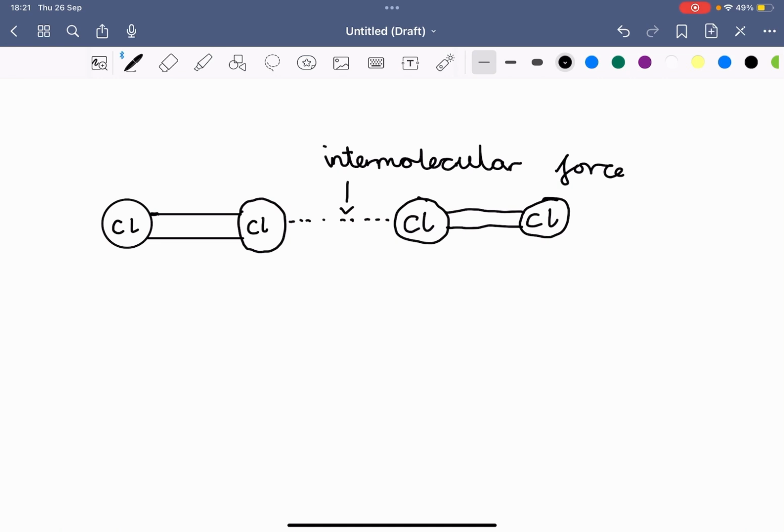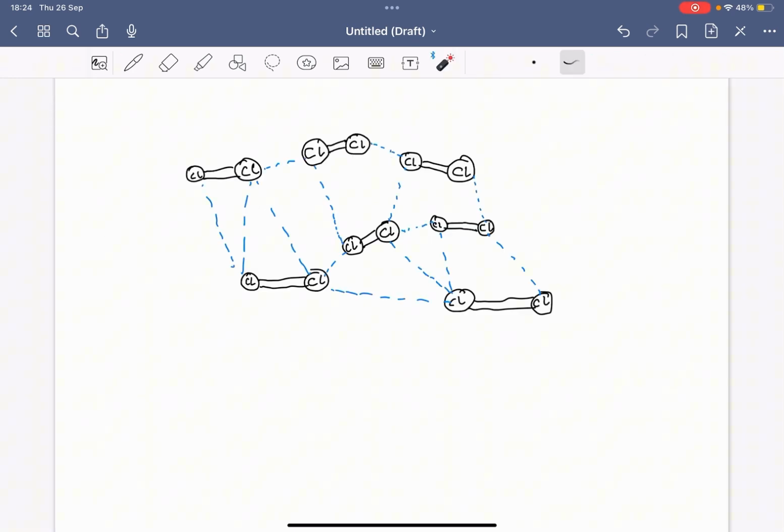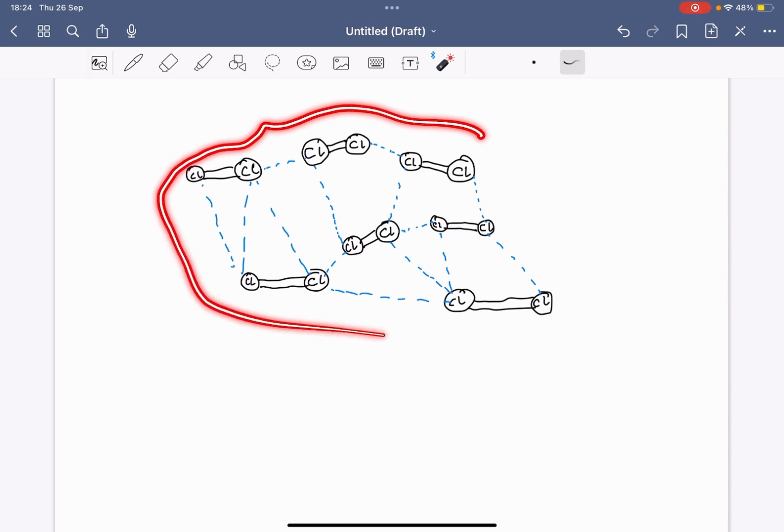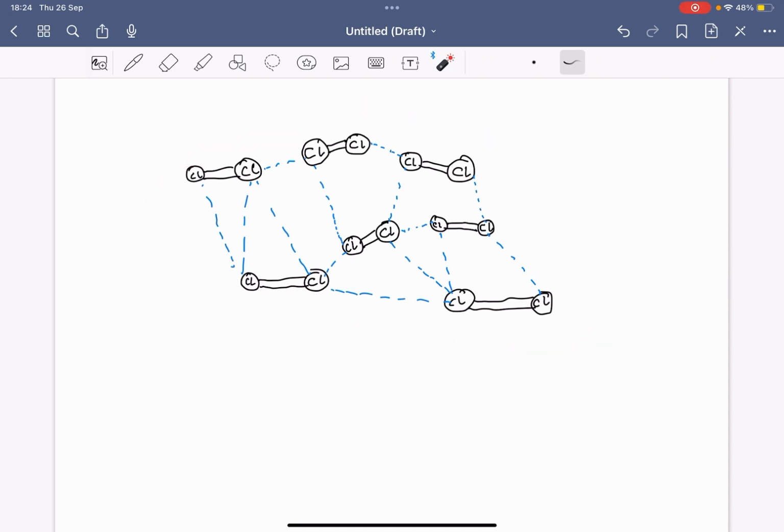So if I have a sample of chlorine, that basically just means if I zoom into that sample, I have a bunch of chlorine molecules, thousands of chlorine molecules, and they're all joined together by an intermolecular force. So this is what a small sample of chlorine looks like. As you can see, we've got lots of molecules that are just like this one, and they're all joined together by this intermolecular force that I've drawn in blue. So basically a sample is just a bunch of different molecules joined together by an intermolecular force.